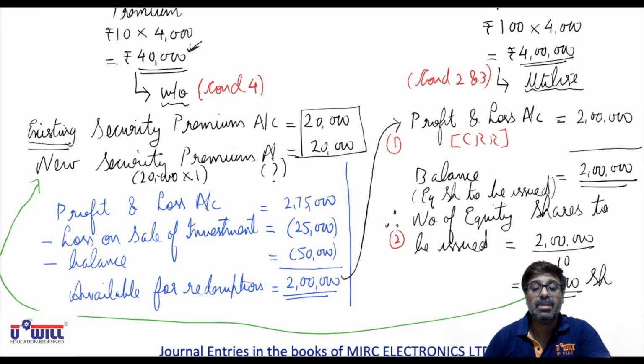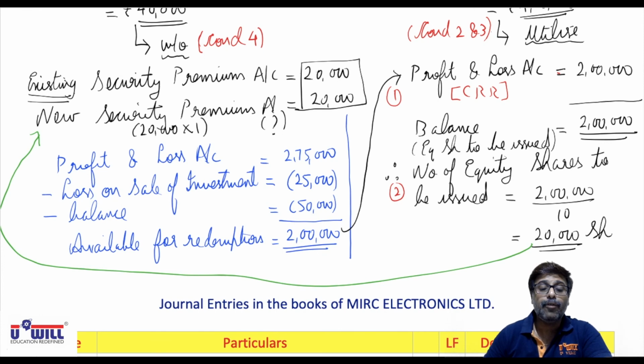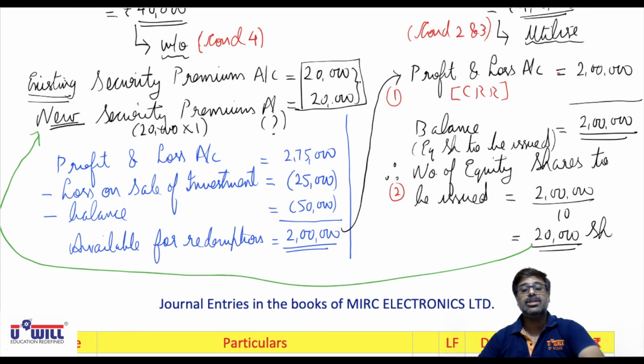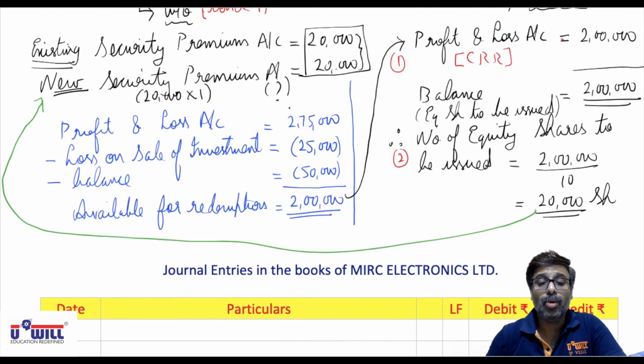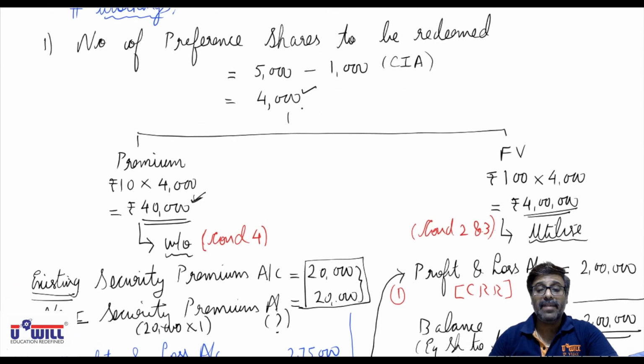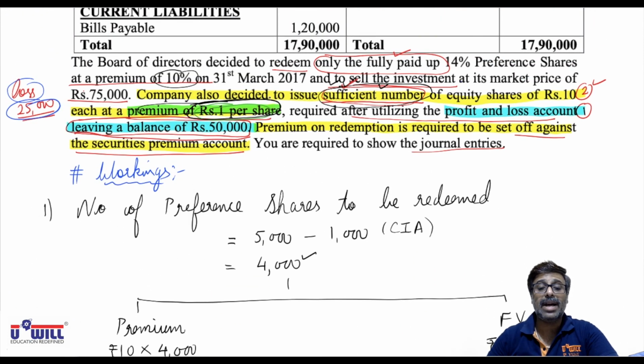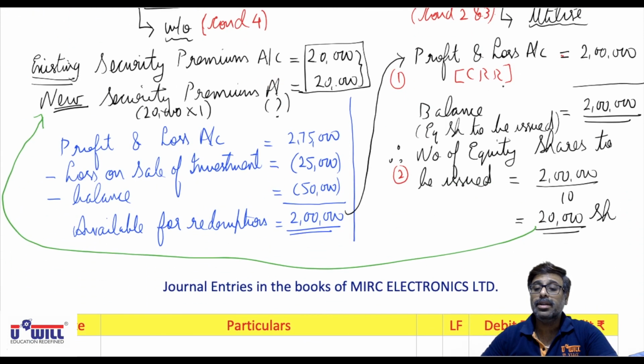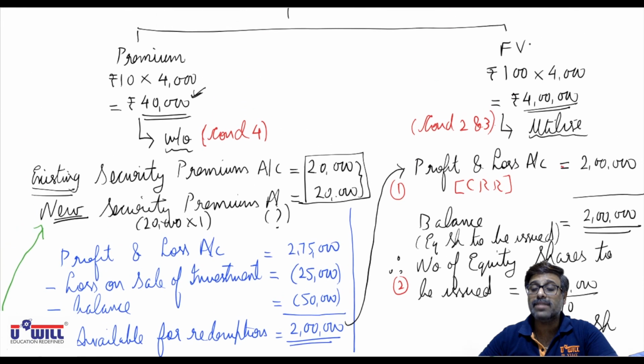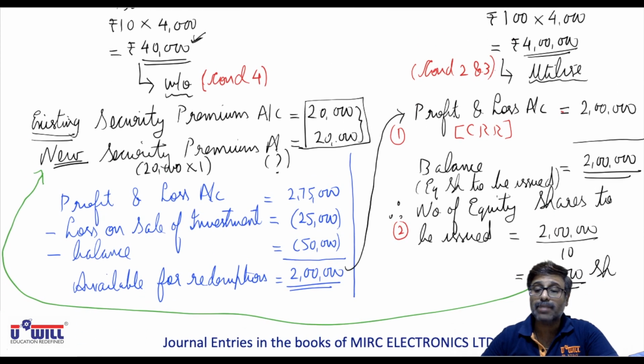Existing security premium 20,000, and from the new shares which are issued to the public, you'll also get security premium of 20,000. So 40,000 can be written off from security premium account. So all of you keep this in mind. If the number of equity shares issued is directly given in the question, then for the redemption of face value, first utilize proceeds of fresh issue, and for the balance amount take the P&L account.